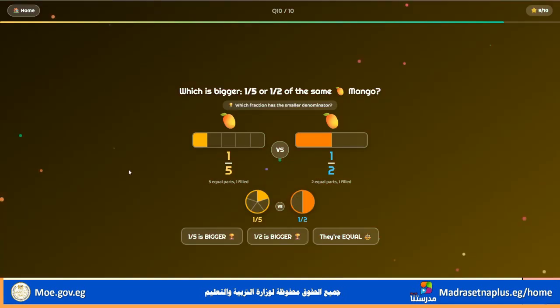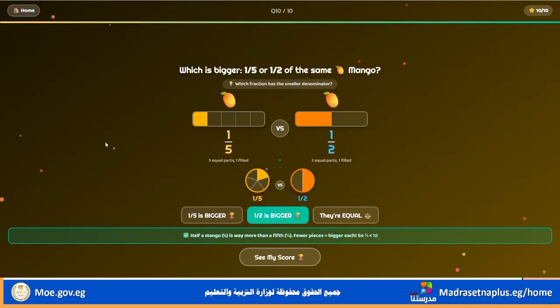Mango. What a delicious fruit. So we have 2 parts of mango. One part is a fifth, the other part is a half. If you like mango, it's easy to get the best part. The best part is half. Why half? Half is bigger. You can see this half, this is a fifth. So I'd like to get 1/2. Mango, sweet fruit. Yes, I'll get it.